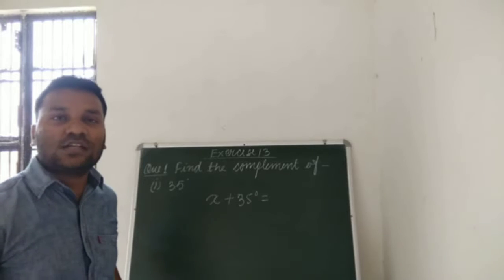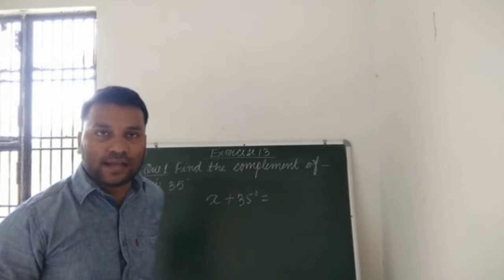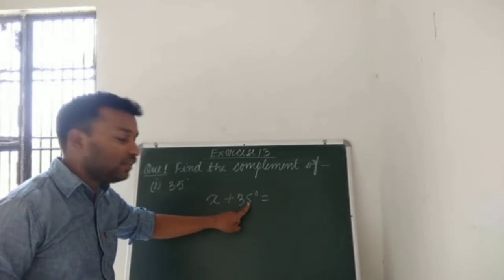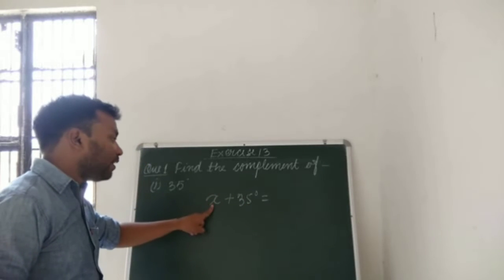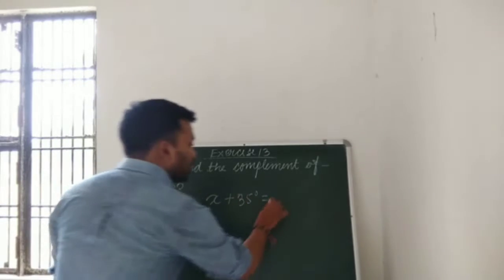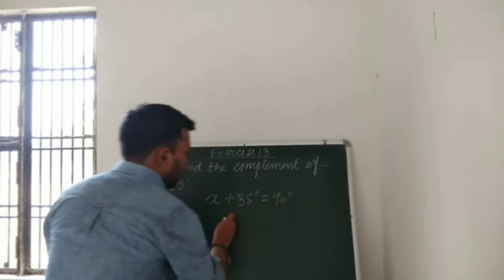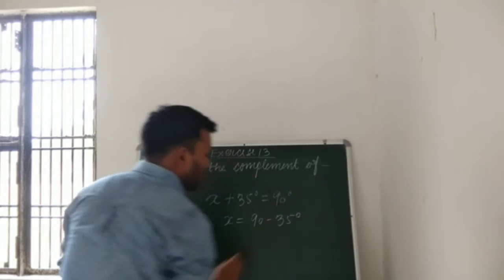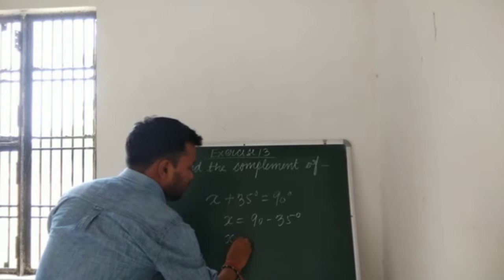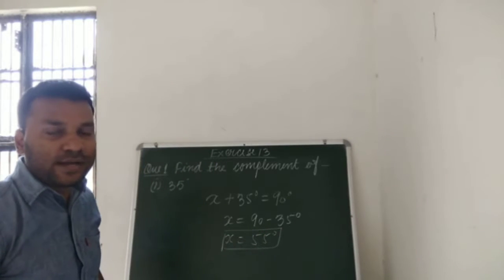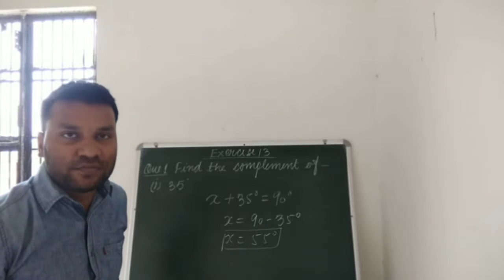Since we know that the sum of the measures of complementary angles is always 90 degree, the sum of angle 35 and its complementary angle x will be 90 degree. So x plus 35 will be 90 degree, and thus we can find the value of x, which will be 55 degree. Hence, the complement of 35 degree will be 55 degree.